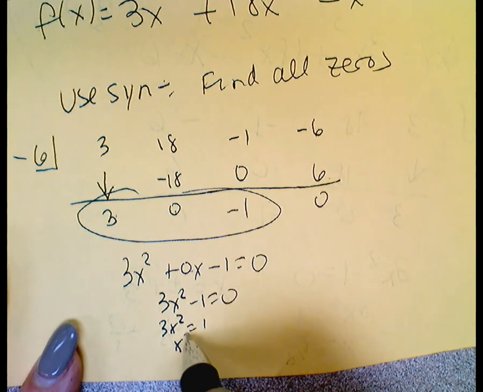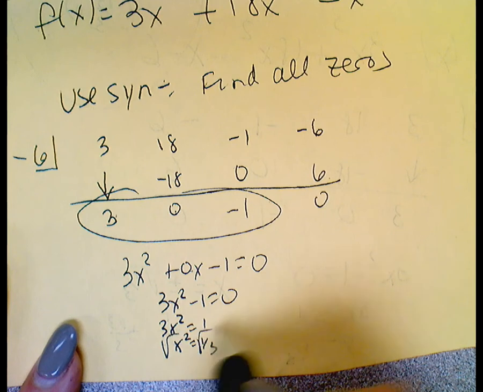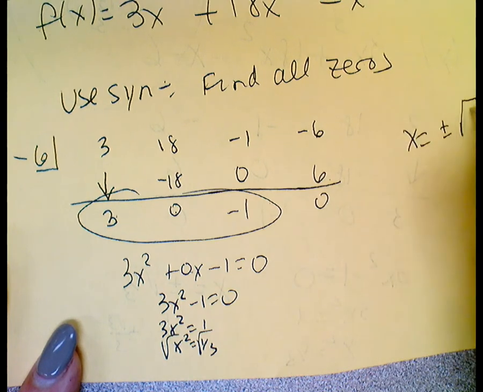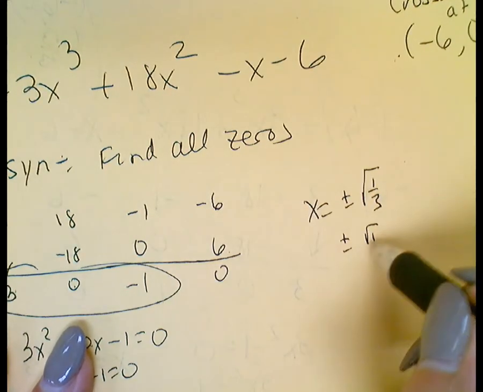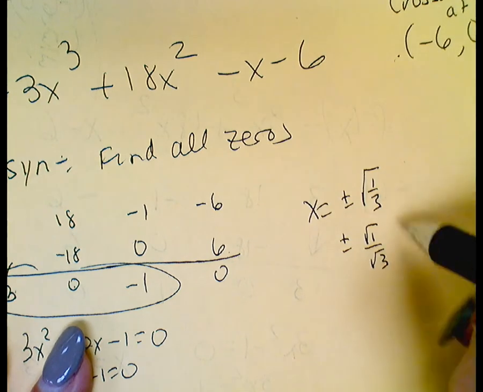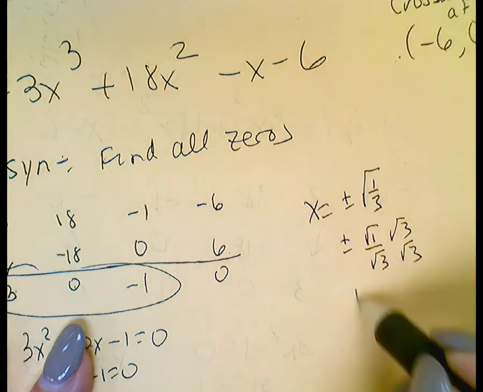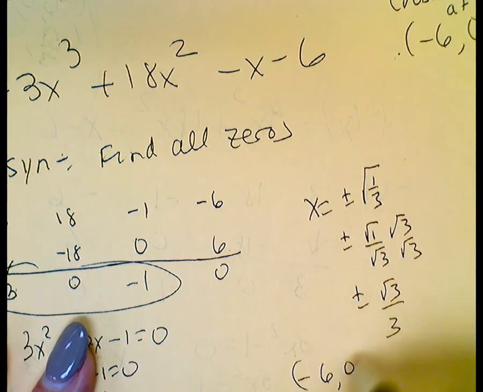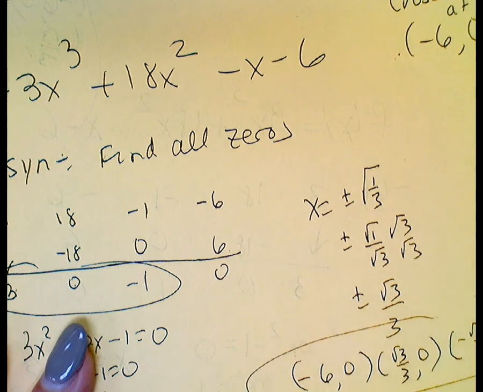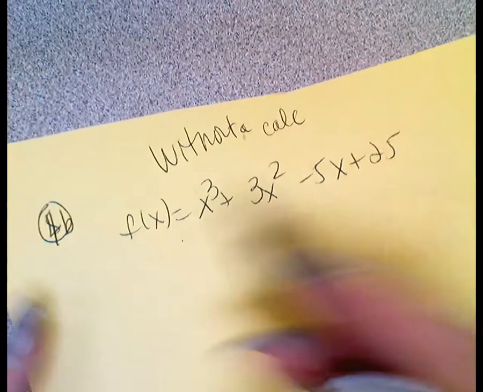Add 1, divide by 3, and you get this. Now you are not allowed to have a fraction under a radical, so you should separate the radical first, and then you should rationalize the denominator. So your zeros are -6, 0, radical 3 over 3, 0, and negative radical 3 over 3, 0. Those are your answers. So here's another one. Synthetic division, -5.